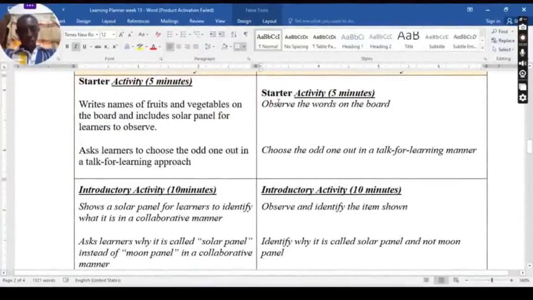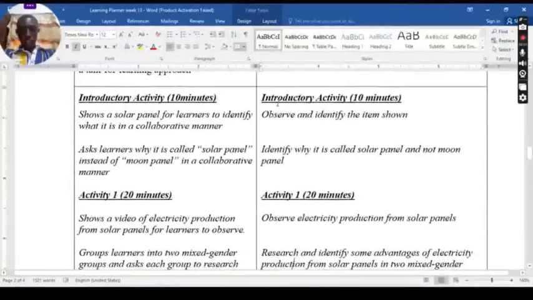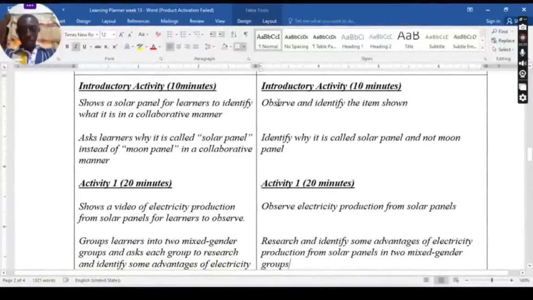Okay, so the introductory activity, 10 minutes: shows a solar panel for learners to identify what it is in a collaborative manner. This means that they should talk, collaborating among themselves. What is it? Then when you say, oh, it is a solar panel, someone is saying, oh, it's a board, a wooden board. No, solar panel. So that is collaborate.